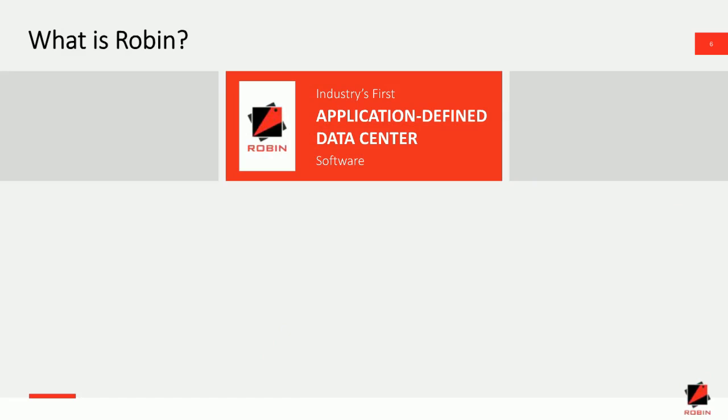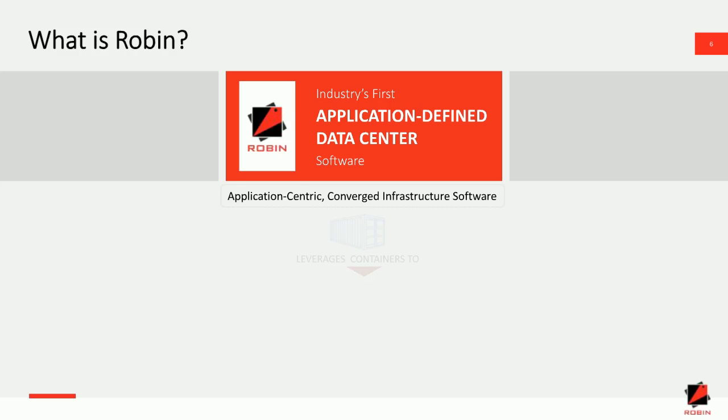All right, so what is Robin and what does Robin do here? Robin is application-centric converged infrastructure software. That's a pretty loaded term. What does that mean? First, Robin is a software-only solution. It's not a hardware appliance that you have to rack and stack. You can deploy Robin on any commodity hardware.